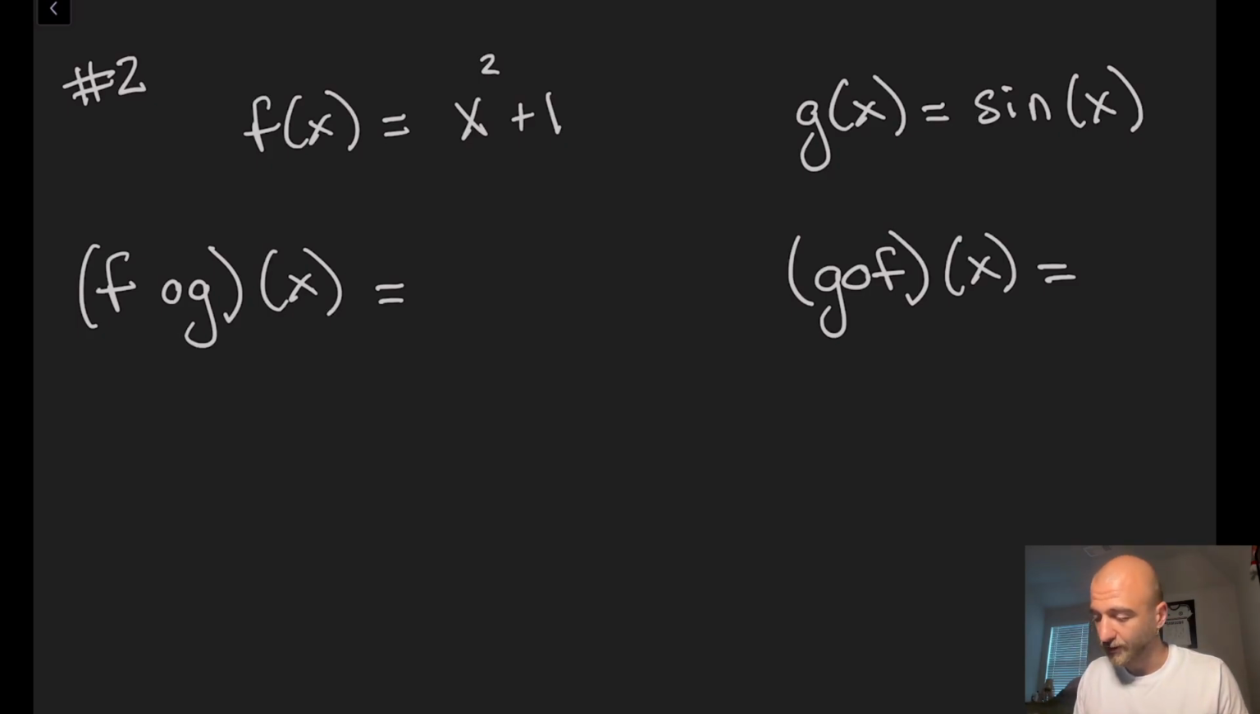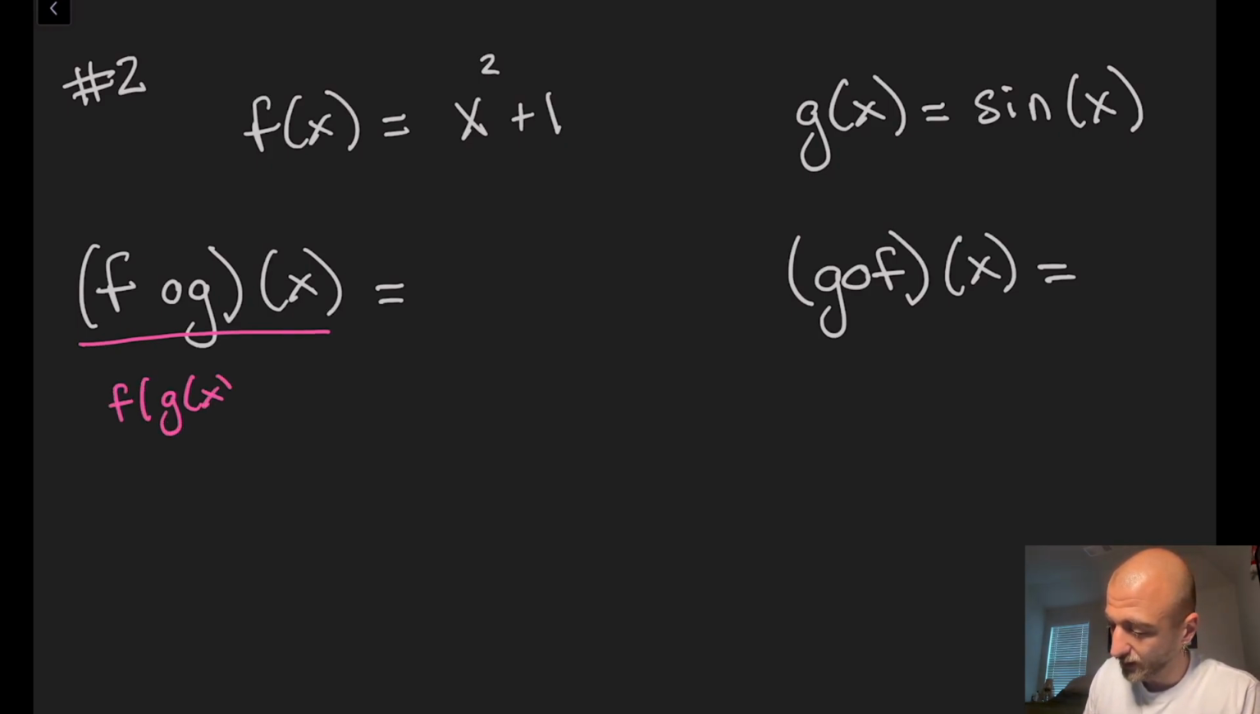Well, let's start with the one on the left, f of g of x. I'm going to rewrite this in the notation that I prefer, f of g of x. So I'm plugging g of x into f. Okay, well, I know that g of x is equal to sine x, so I'm just going to rewrite this as f of sine x. You don't have to do this. You can skip this first step. I just prefer to do it for the sake of clarity.